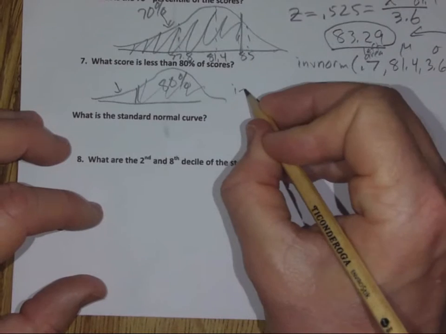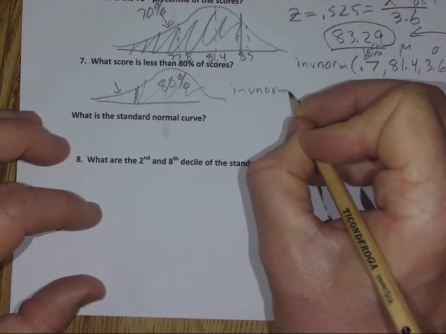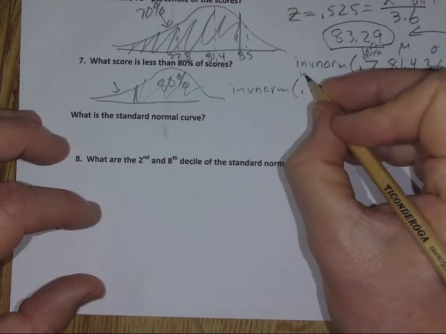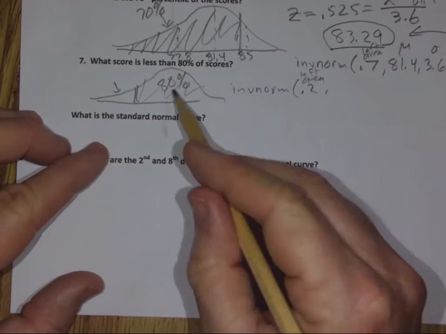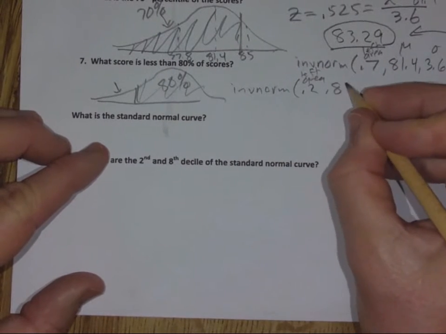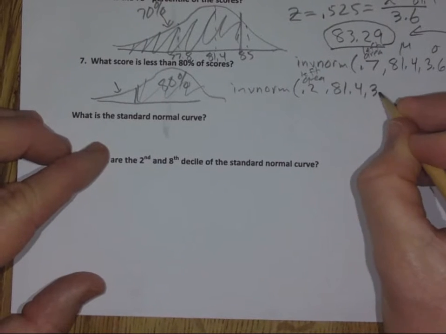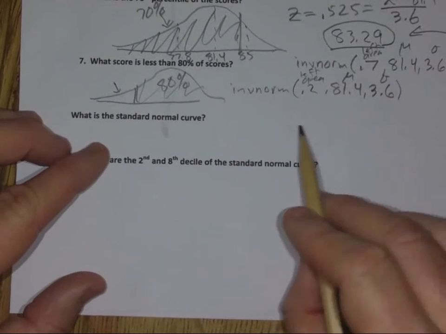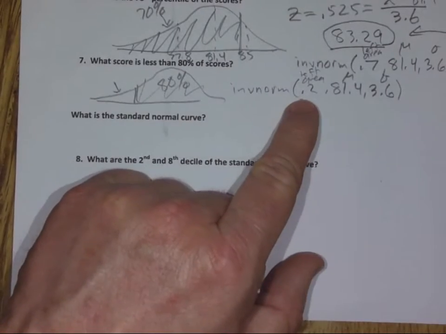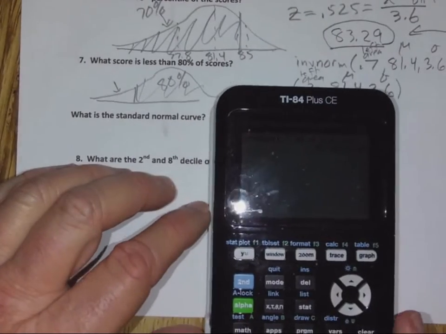So we could just say inverse norm, 0.2, that is my left area. I'll label that as left area. Of course you could label it right area with 0.8 to be the same, but I tend to always work with percentiles. The reason I tend to always work with left area is that some of the older calculators only give you the option of left area. So anyway, here we go.